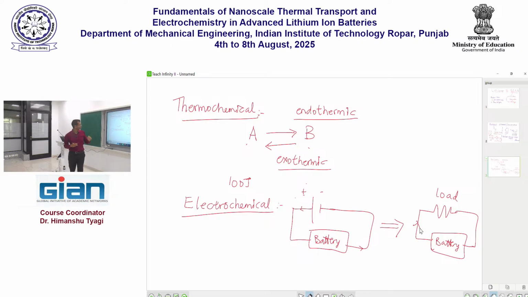So this mechanism of converting electrical energy into chemical energy and then using it in the reverse direction is called electrochemical energy storage. So this is charge, I am charging my battery, and this is discharge, I am discharging my battery. Okay?